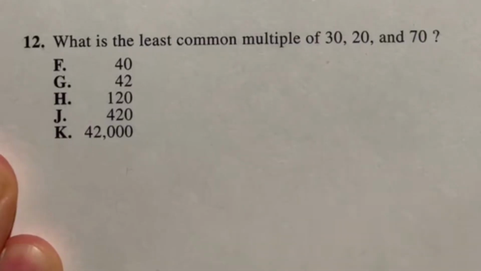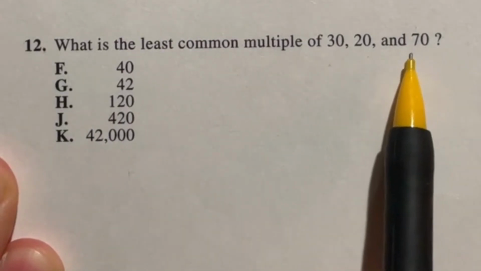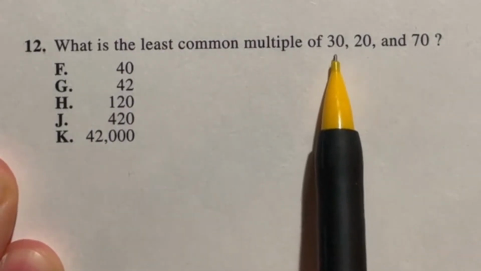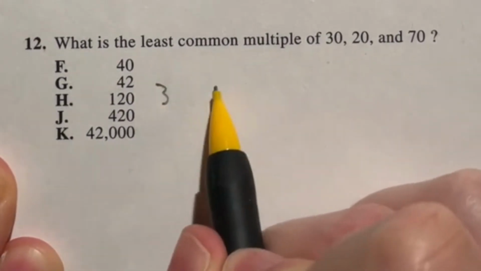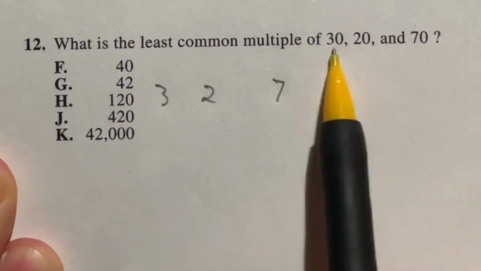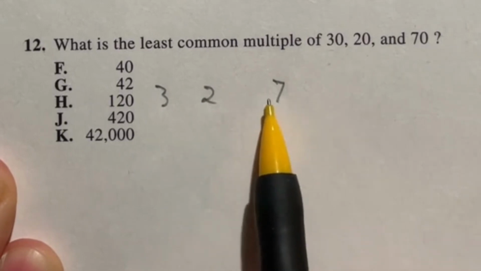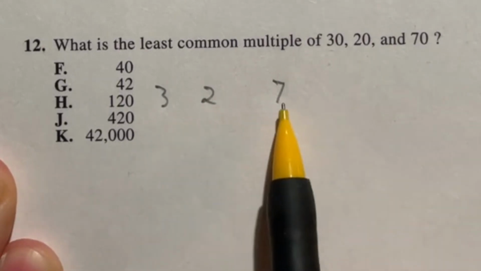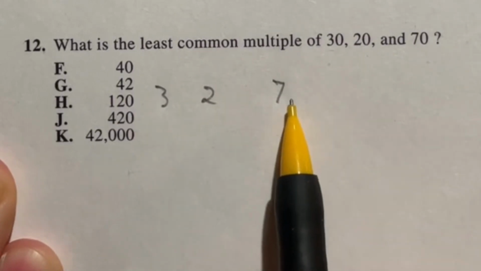So number 12 here is looking for a least common multiple of 30, 20, and 70. Now, when we're looking at these, it's really equivalent to say that we're looking for the least common multiple of 3, 2, and 7, since all of these are divisible by 10 evenly. So we can just go ahead and jump into looking at that, but we need to remember that we're doing that at the end here. So what's the smallest number that all three of these will divide evenly?